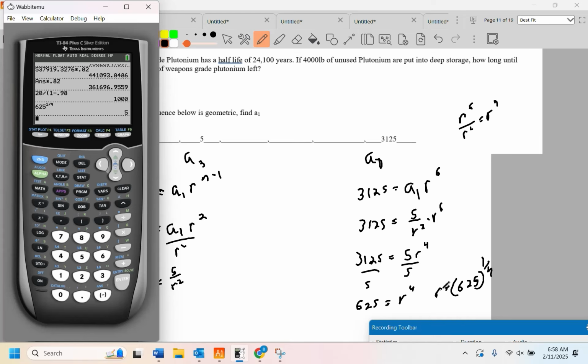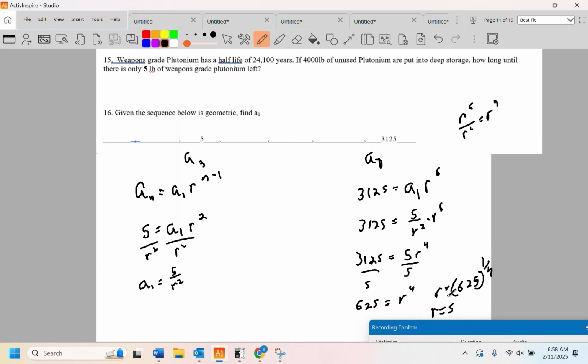And it is. So the ratio is a 5. Go back and plug this in. The first term is 5 over a 5 squared, which is 5 over a 25, which is 1/5. That was the goal. Probably gonna stop at 15 because I've got about 3 days of grading I need to start on.